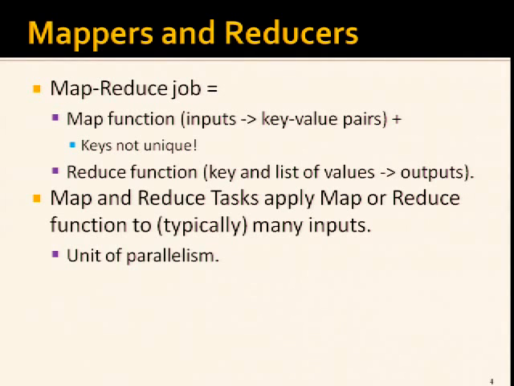Now, you generally divide the work into map tasks and reduce tasks. A map task will apply the map function to a large number of inputs, typically 64 megabytes worth of input. Reduce tasks typically apply the reduce function to many key list of values pairs. And so that's the unit of parallelism. That is, each task is scheduled at one processor. If you want hardware parallelism, you have to have at least 100 map tasks and 100 reduce tasks. Usually you want to have a lot more than that.